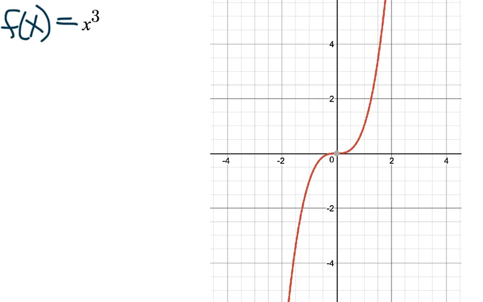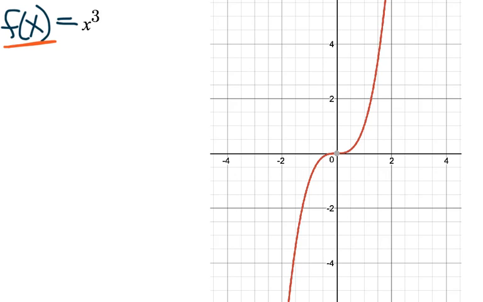Our first function, f of x equals x cubed. So the input here is x, the function is cubing the x value, and the output, or y values, are also known as f of x, or the function of x.